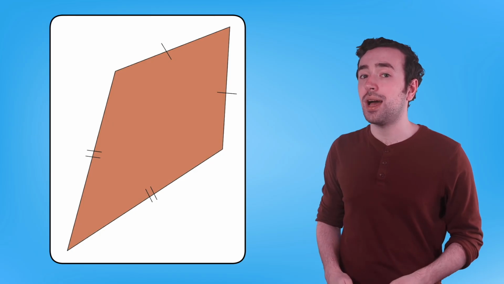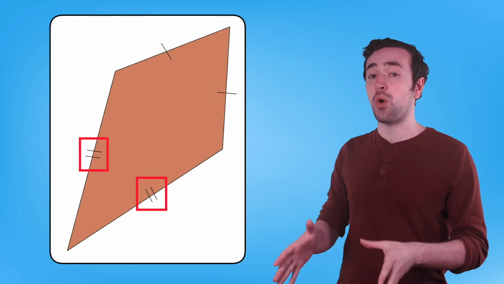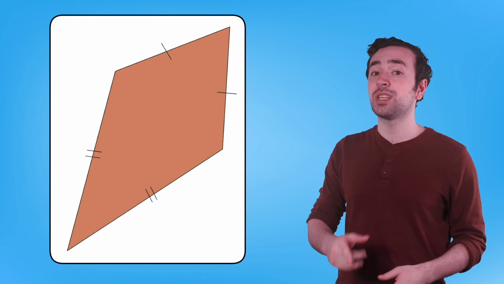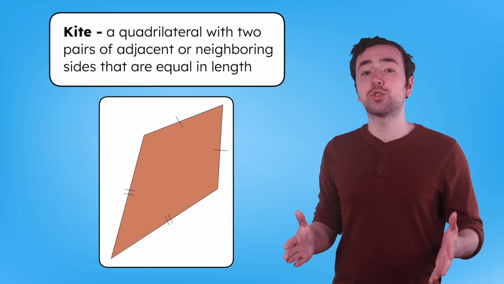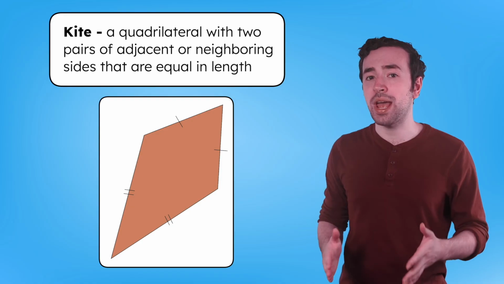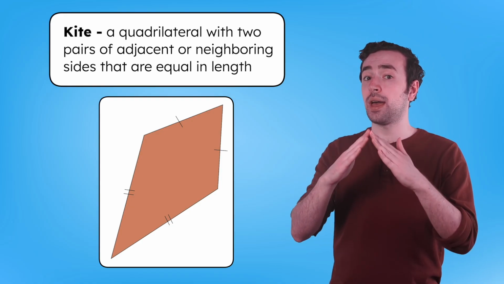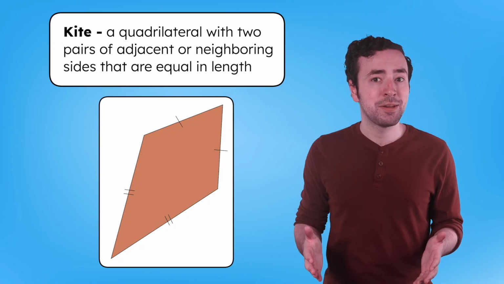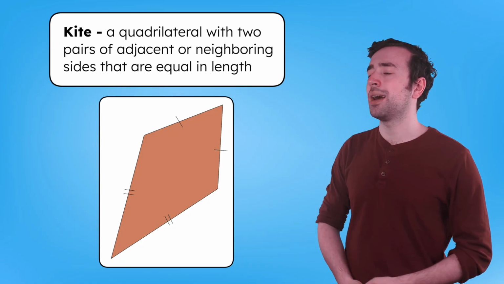Two pairs of sides are the same length, but they're right next to each other instead of across from each other. We call those adjacent sides or neighboring sides. A quadrilateral that has two pairs of adjacent or neighboring sides that are equal in length is called a kite. And as always, we use hatch marks to show which sides are equal.